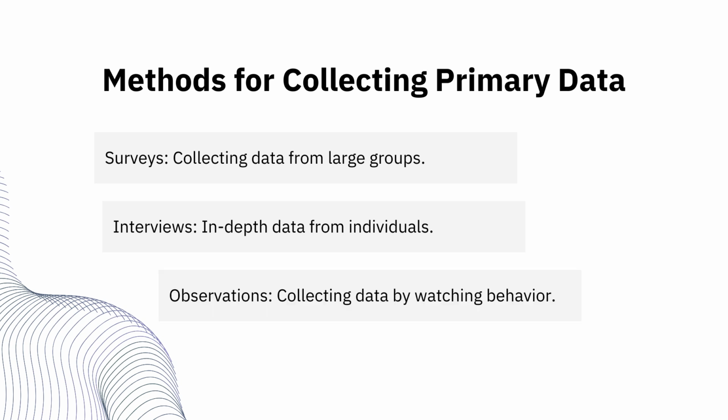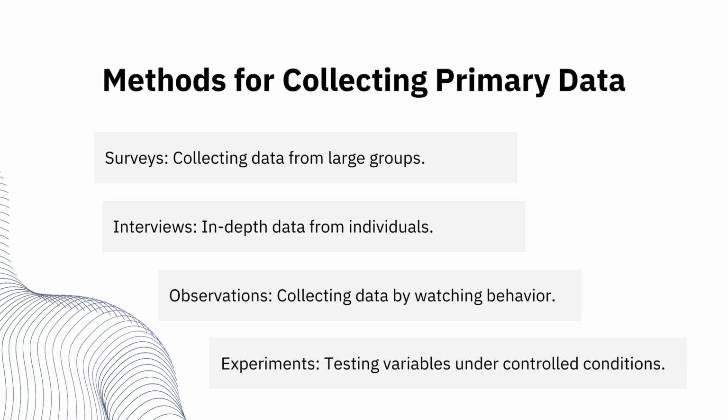Observation is another way to collect primary data by watching subjects in a natural or controlled environment. This method is often used in studies where actual behavior is more important than what people say they do. Experiments involve manipulating one or more variables and observing the outcome. This method is commonly used in scientific research and allows for the discovery of cause and effect relationships.